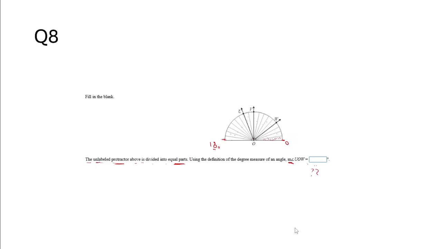So let's see. This is part 1, 2, 3, 4, 5, 6, 7, 8, 9, 10, 11, 12, 13, 14, 15, 16, 17, 18. So the protractor contains 18 equal parts. Right? So the measurement of one part will be 180 divided by 18, which equals 10 degrees. That means this part is 10 degrees, this part 10 degrees, and so on.